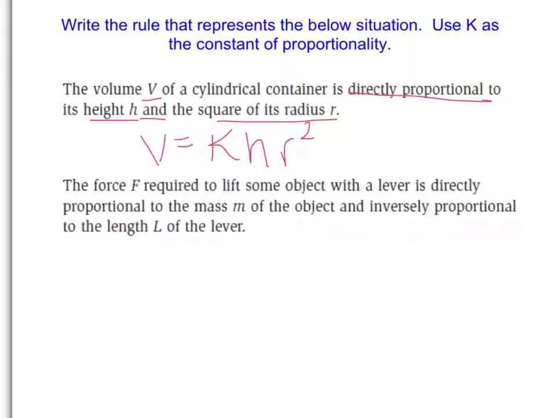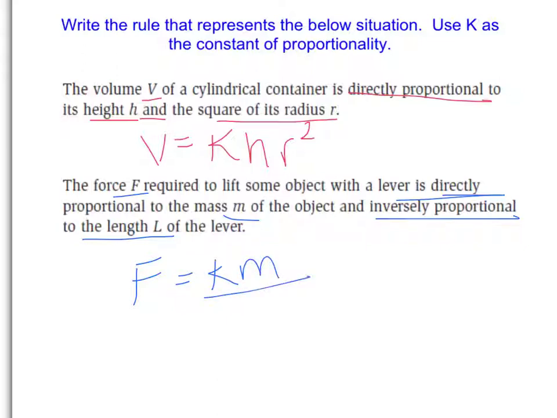Try another. Force required to lift an object with a lever is directly proportional to the mass and inversely proportional to the length. So this time I'm going to have force equals constant of proportionality. Now, to make it directly related to mass, I will multiply by m, and to make it inverse, I would have to divide by the length L, so that the variable L is in the denominator of the fraction.